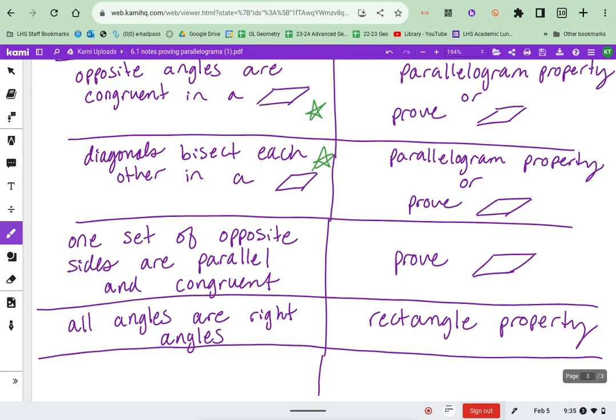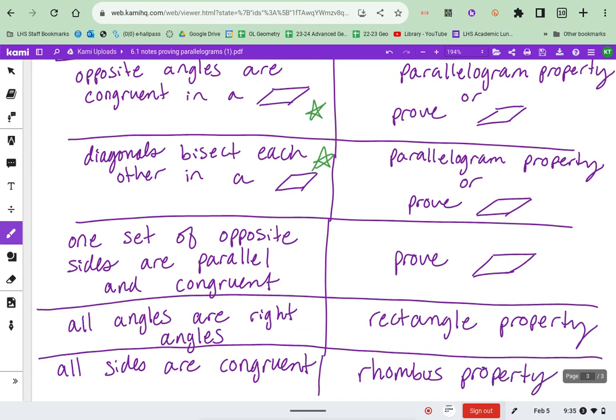Same thing for the rhombus. The rhombus has some special properties too. The one that I find to use most common, so I'll write it down here, is that all sides are congruent. And that is a rhombus property. And that's the completion of your proofs toolkit. Congratulations. Amazing.